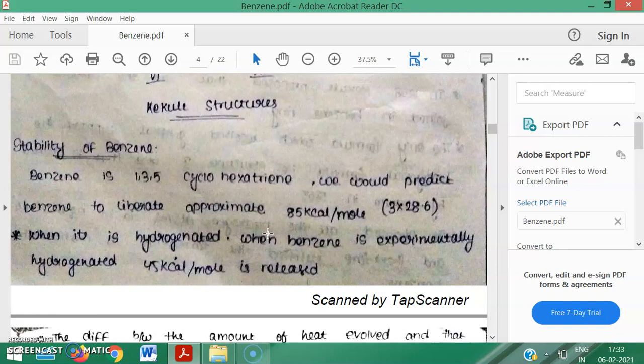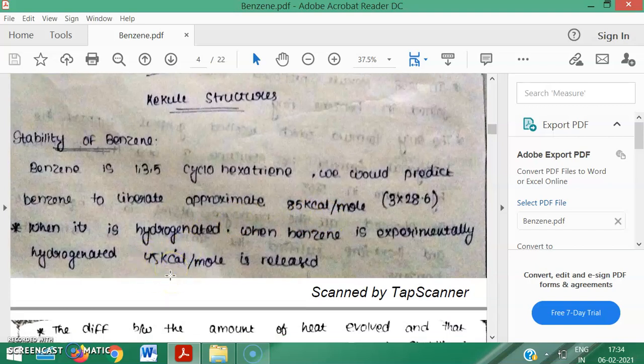This is the main important question they can generally ask: how can you prove the structure of benzene? Stability of benzene: benzene is 1,3,5-cyclohexatriene. We would predict benzene to liberate approximately 85 kilocalories per mole when hydrogenated, but when benzene is experimentally hydrogenated, 45 kilocalories per mole is released. So it has three double bonds. After breaking the three double bonds, it can theoretically produce 85 kilocalories, but practically it shows only 45 kilocalories.